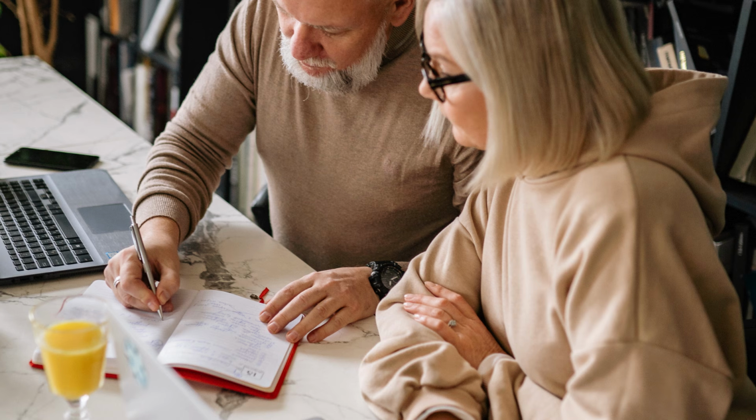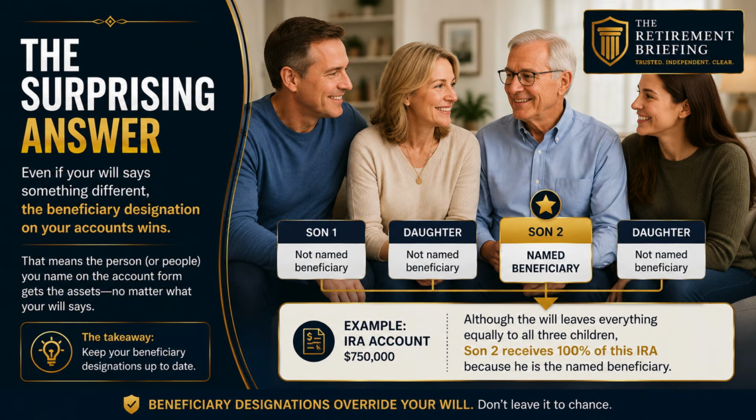Yet, from the perspective of the financial institution, the account owner already provided legally recognized instructions through the beneficiary designation. The same principle often applies to life insurance policies, annuities, and certain brokerage accounts. This is why estate planning professionals frequently stress the importance of keeping all planning documents aligned. A will, trust, and beneficiary designation should support the same overall goals.